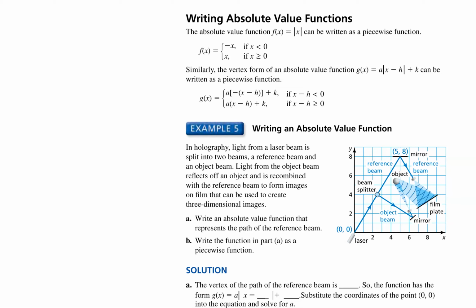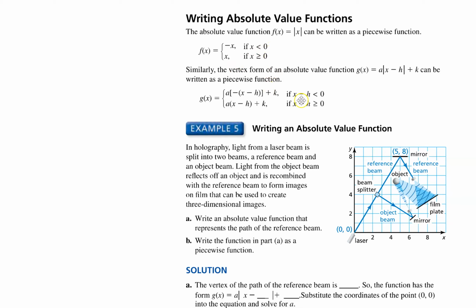Hi, now we're going to talk about writing absolute value functions. The absolute value function f of x is equal to the absolute value of x can be written as a piecewise function. As you see, f of x is equal to negative x, or the opposite of x, if x is less than 0, or f of x is equal to x if x is greater than or equal to 0.